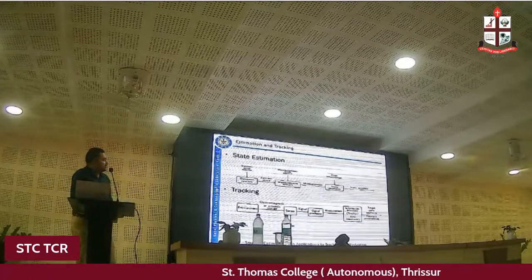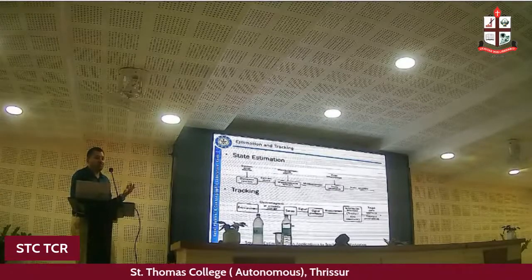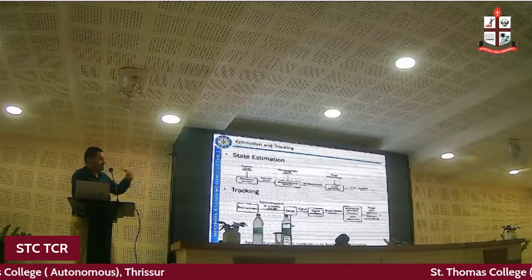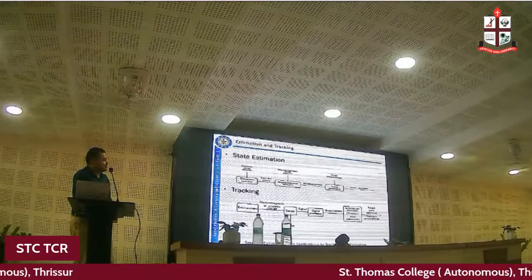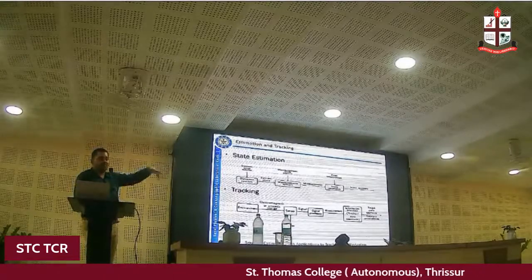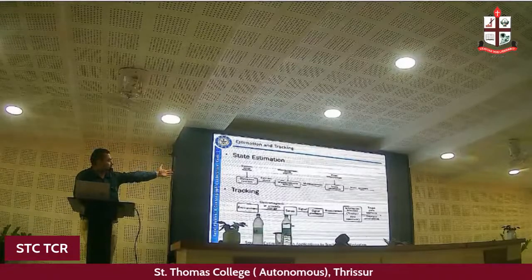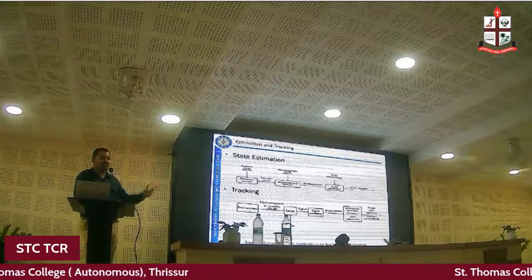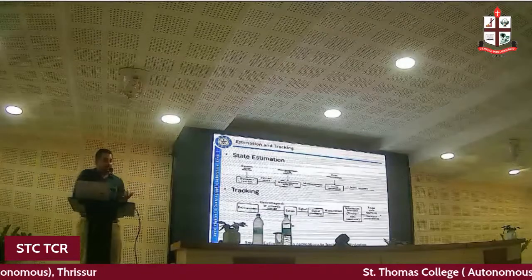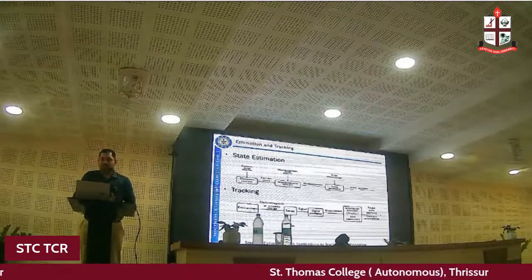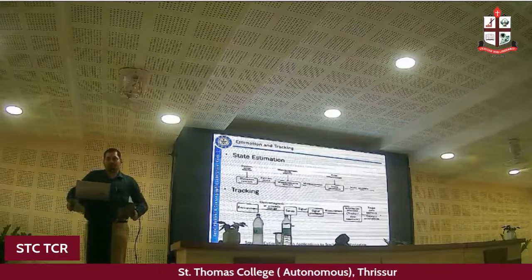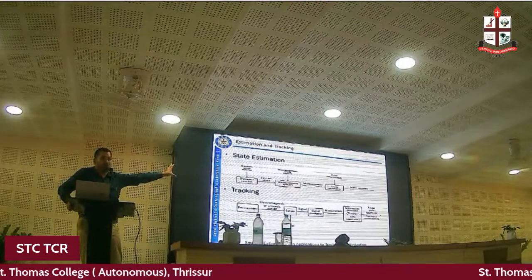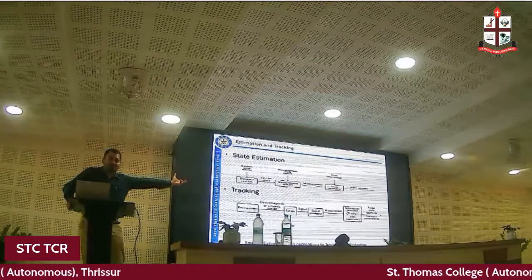This is the block diagram of what is called state estimation. Again, I will come back to that naval sense. Suppose there is a target out there which has its own dynamics, and the target will have some state. When I say state of the target, it can be its position, its velocity, or some other physical parameter or kinematic parameter. So there is some state which we don't know, and we are trying to estimate that.